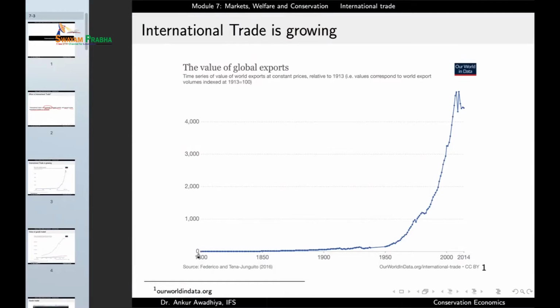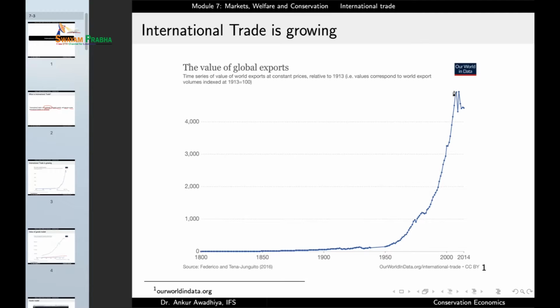We can observe that in the year 1800, international trade was very minuscule. But over time, it has been growing. And currently, we are at a level that is around 50 times that of 1913, which means that in a span of around 100 years, we have increased global trade values or global export values by as much as 50 times.